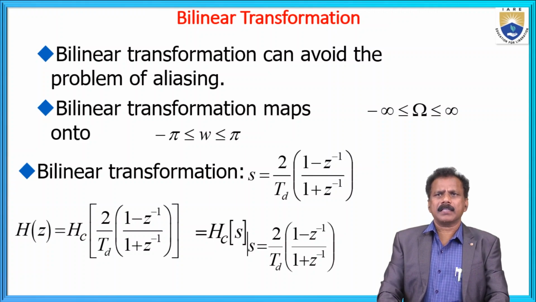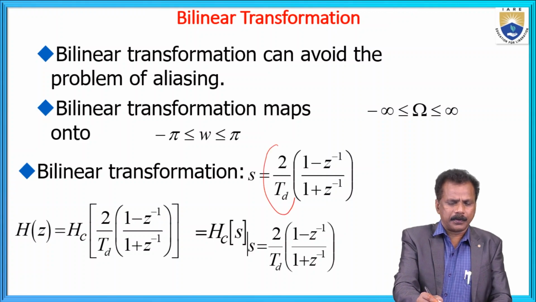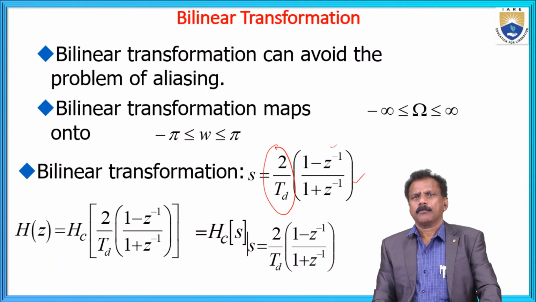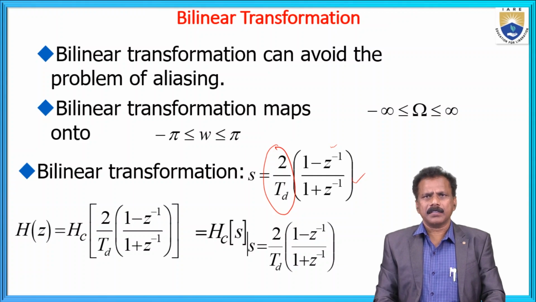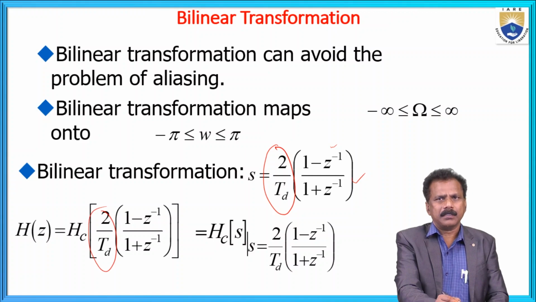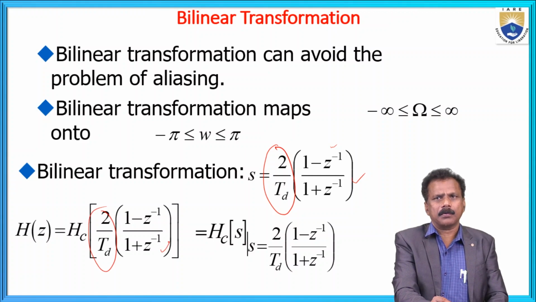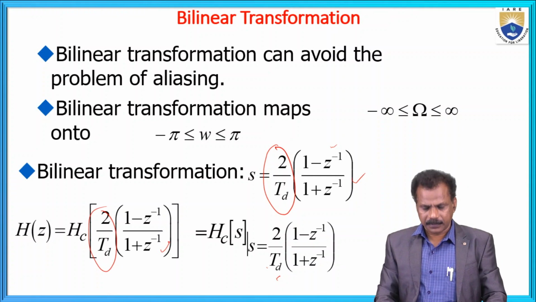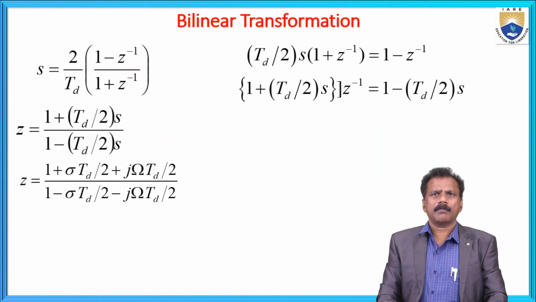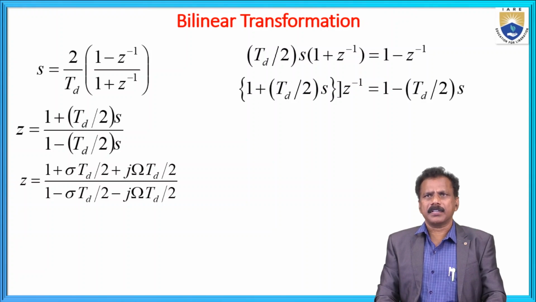Bilinear transformation: s is equal to 2 by T into (1 minus z power minus 1) by (1 plus z power minus 1), where H of z is equal to H_c of s, where s is equal to 2 by T, (1 minus z power minus 1) by (1 plus z power minus 1). So this s value is to be measured, and finally the z value is to be measured after designing the IIR filter by using the bilinear transformation method.